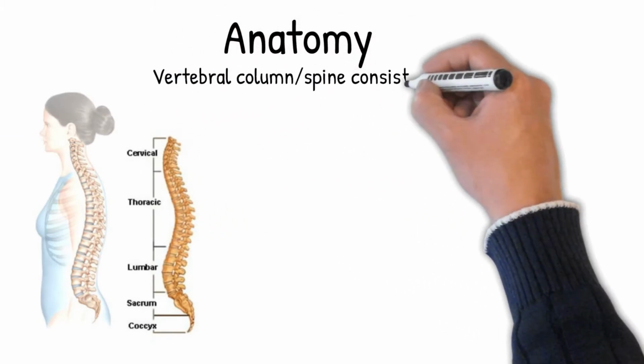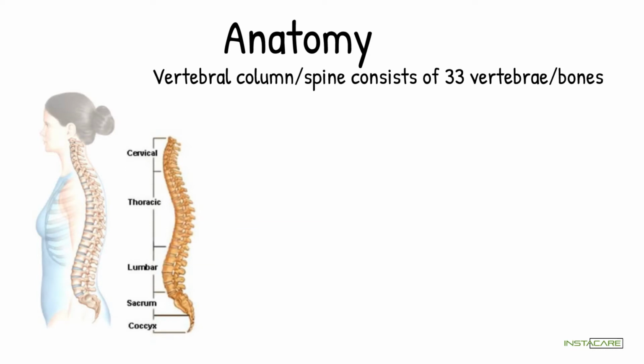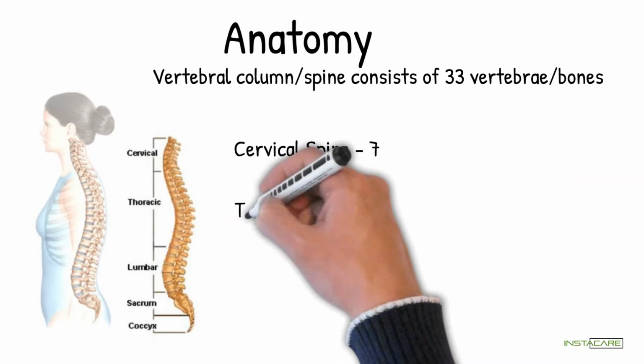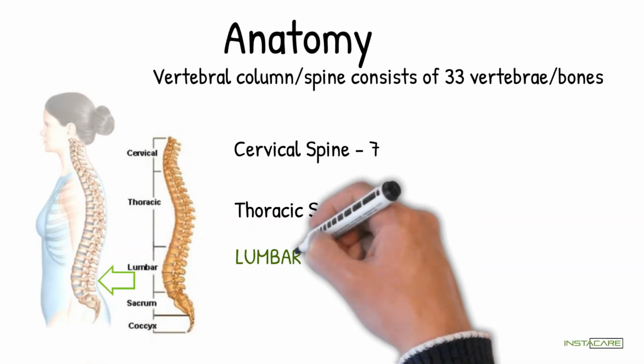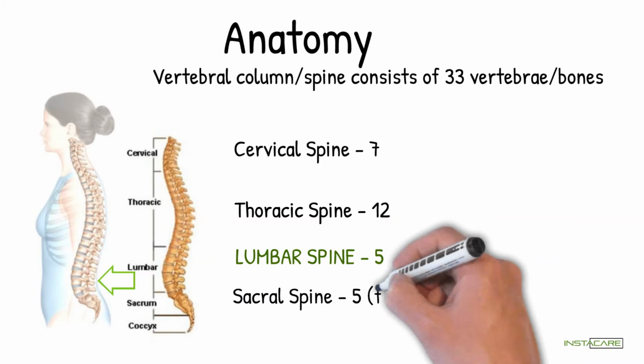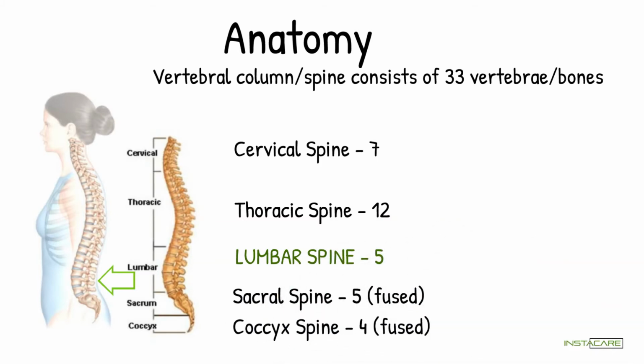Now, let's take a look at the anatomy of the spine. Your vertebral column, or spine, is made up of 33 vertebrae or bones with various sections. Your low back section is referred to as your lumbar spine. The 5 bones in your lumbar spine are referred to as L1, L2, L3, L4, and L5 from top to bottom.